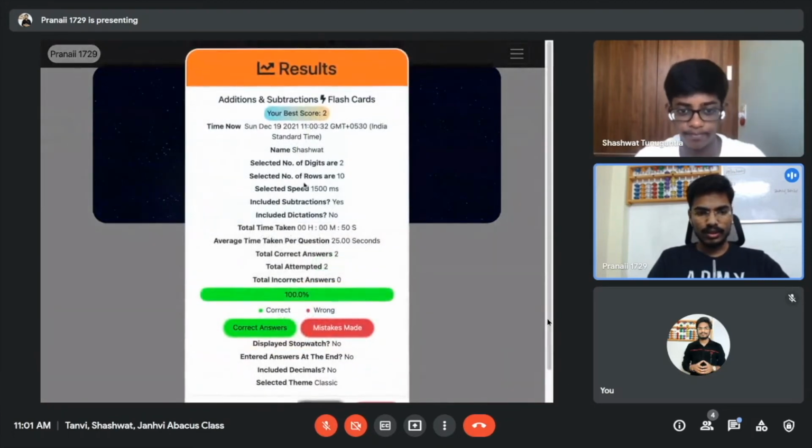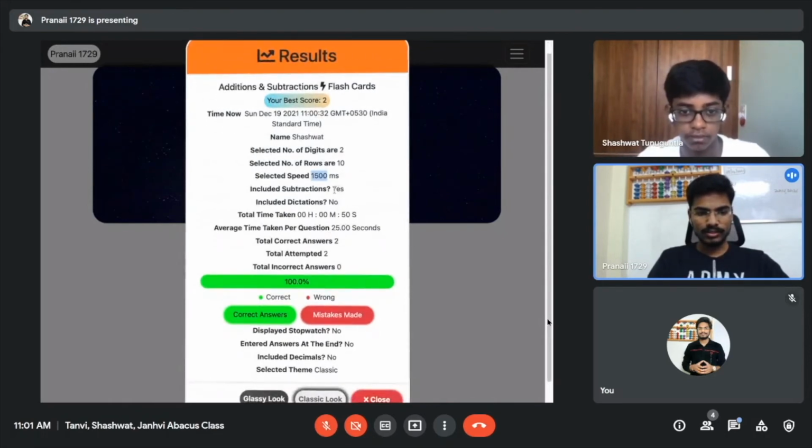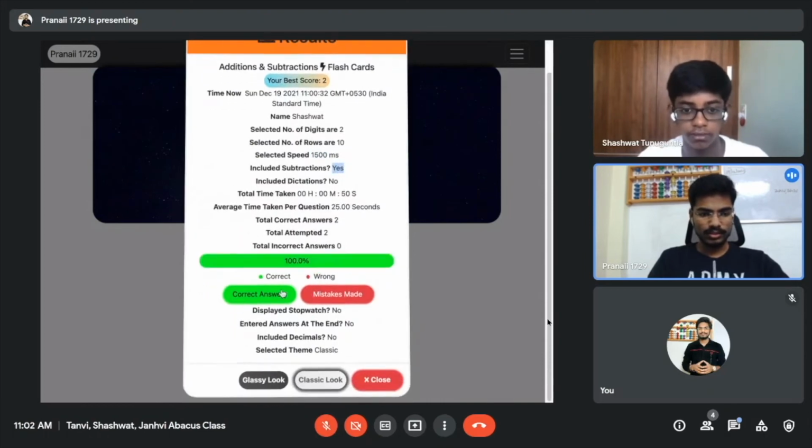Right, both of them are correct. If you see the results, it's 1500 milliseconds, 2-digit 10 rows, and including subtractions. Right, so these are the correct answers.